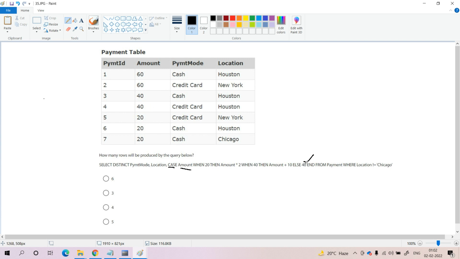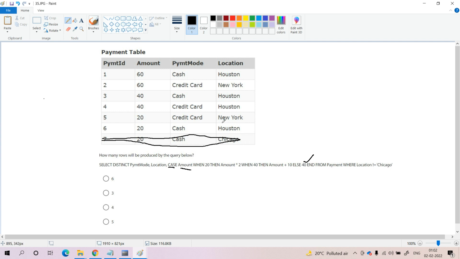Or else simply consider the amount as 40. So for the 60, we need to take it in the format of 40 only. Why? Because it is not equivalent to 20 and it is not equivalent to 40. Due to that reason, we need to take it as 40 in the else case. So from the payment table only, we need to do all these operations. Now the condition is that the location is not equivalent to Chicago. So when the location is not equivalent to Chicago, we need to simply eliminate the last row. Why? Because the last row's location is Chicago. That's why we are eliminating this row.